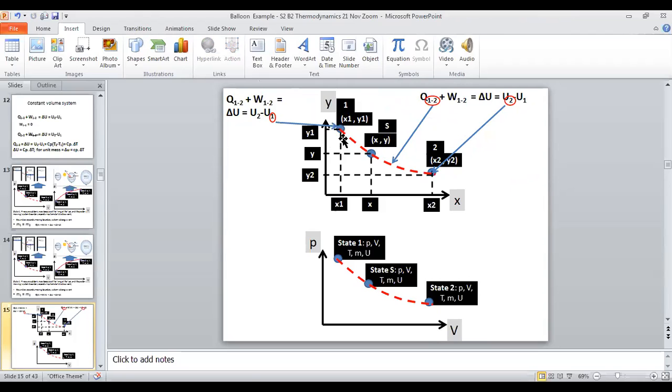Okay. And for this line, you can have an equation. So we can say that, let's see now, Q12 is okay. So where should I write?